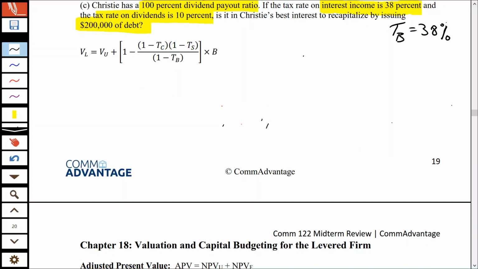The tax rate on dividends is 10%. That's like saying TS is 10% because dividends are a payment to equity holders. Therefore, we can use TS, the tax on equity, to describe the tax that shareholders would pay on those distributions. Finally, B is specifically $200,000 in this instance. So we have a specific value of debt in this case.